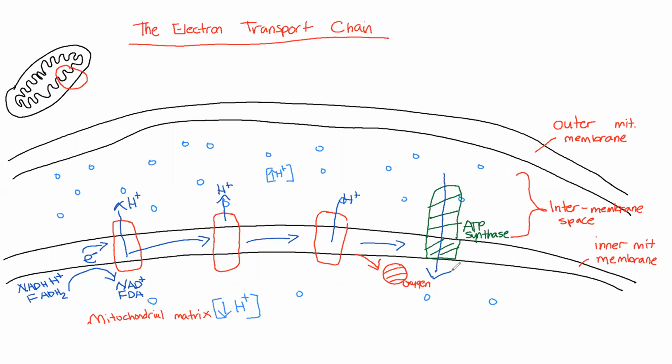So the movement of these hydrogen ions down ATP synthase is what phosphorylates ADP. Remember, we have ADP plus the inorganic phosphate, and that can then be phosphorylated to create ATP, okay? And so this is the whole purpose of this entire chain, the making of ATP via ATP synthase.